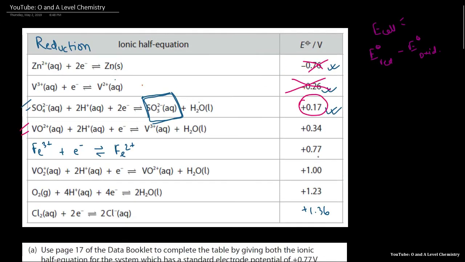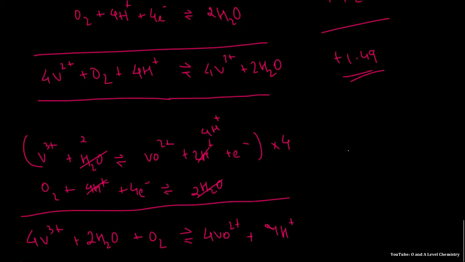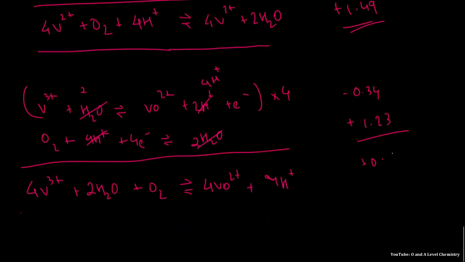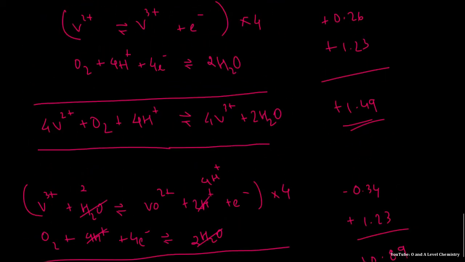For this case, the value is the opposite. V3 becoming V4 is going to be minus 0.34. And then the reduction of oxygen is going to be 1.23. If I add them up, it's going to be positive 0.89. This happens too. So those are the two equations you need. That explains the color changes.